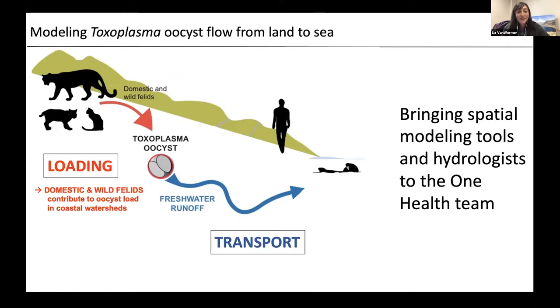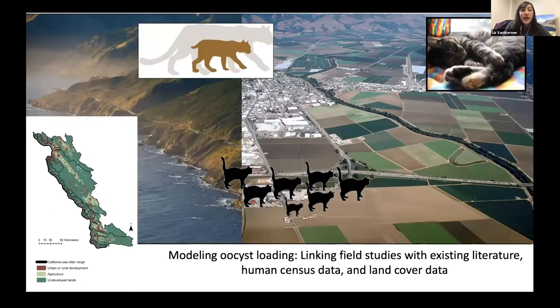As a veterinarian and a veterinary student, I never thought I would be working on hydrologic models or talking to people about sediment flow and water flow. And so it's a really exciting time to be able to learn from different disciplines about ways to think about these complex problems. So we were actually able to take what we knew from the field studies and link that with literature, what we know about the distribution of developed and undeveloped lands and where people live through census data, and estimate how many oocysts are distributed in these coastal watersheds.